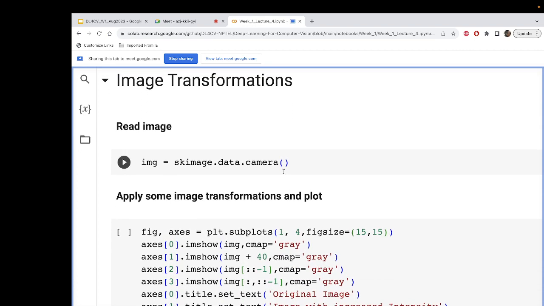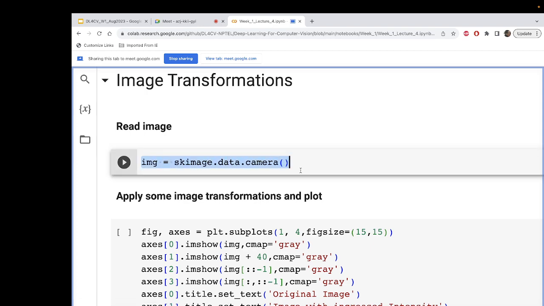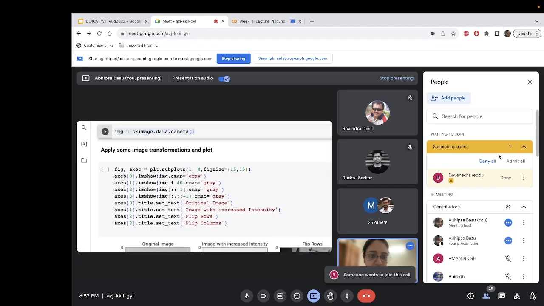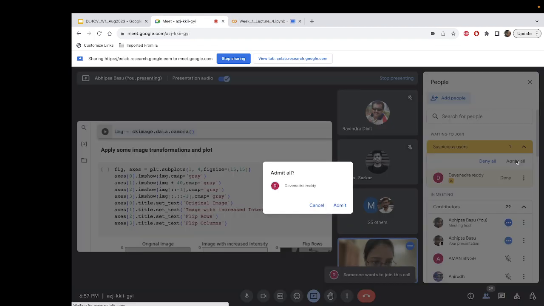Now we'll look at even more interesting results. Again, let's load a fresh image from the same skimage library. Again, this is not a binary image, right? Binary images we cannot play with, and we cannot transform them.